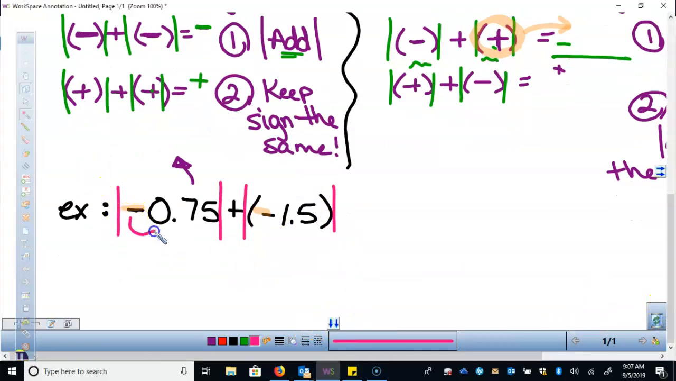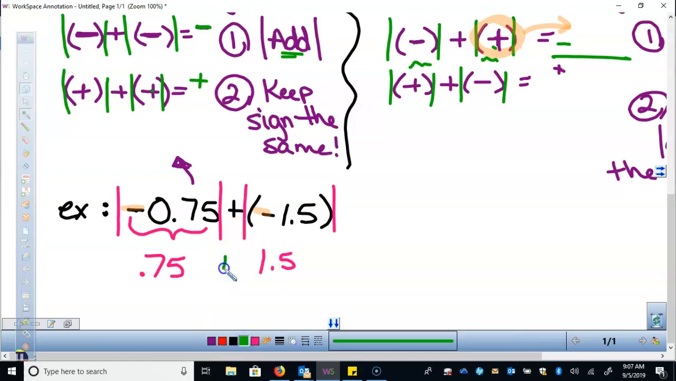The absolute value of negative 0.75, well, how far away is 0.75 from 0 on the number line? It's just 75 hundredths. Remember, it's just the positive form of that value. Same thing with negative 1 and 5 tenths, or 1.5. The absolute value is 1 and 5 tenths.